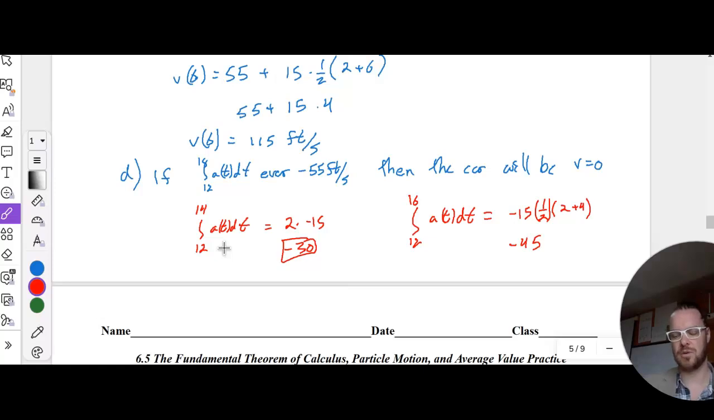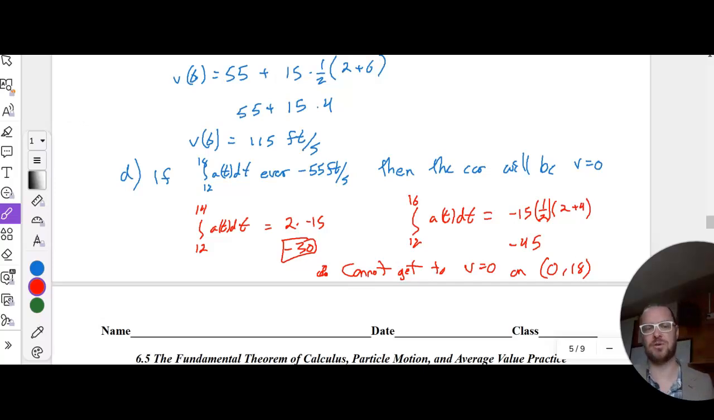So either way, we have determined that it's impossible for us to actually get all the way down to that -55. And so we can't ever be at 0. So our conclusion is that we can't actually get to 0, which I guess we should write. So therefore, cannot get to velocity equals 0 on our interval of 0 to 18. We probably could get there later in the future somehow if we slow down, but at least on the data we have, it's never possible.